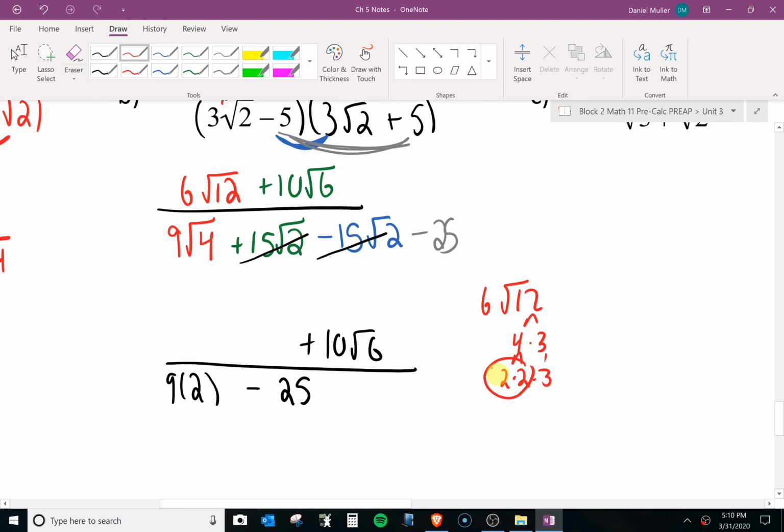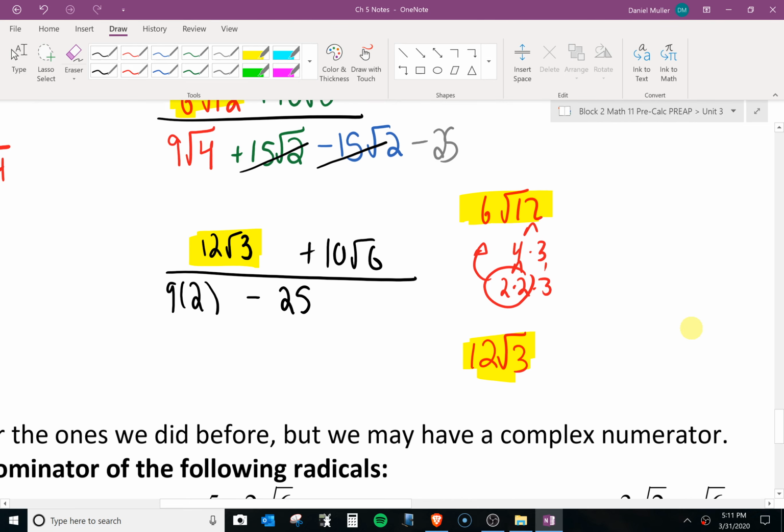And down below, so I do have a group of 2's. I take the 2 out, but there's a 6 already there. 6 times the 2 is 12, and the leftover there was just a 3. So this 6 root 12 right there actually turned into 12 root 3, which I'm going to put here. 12 root 3. So that is now simplified.